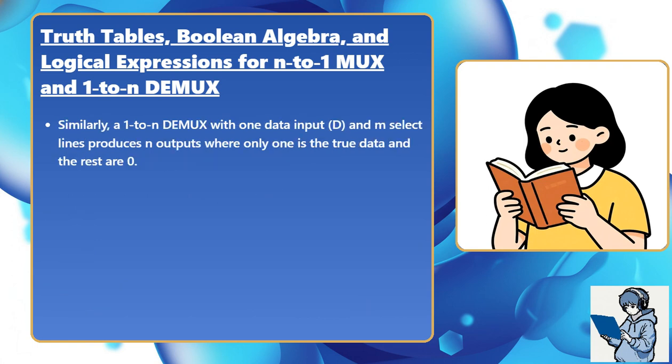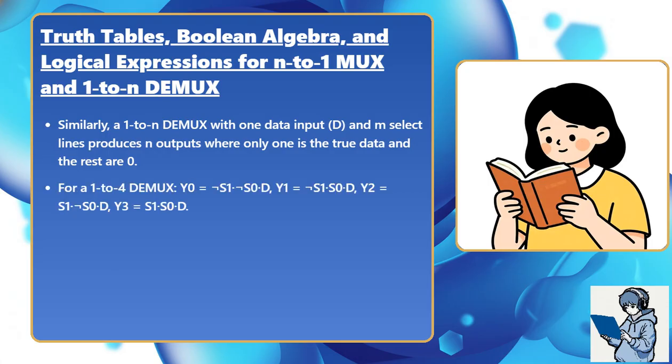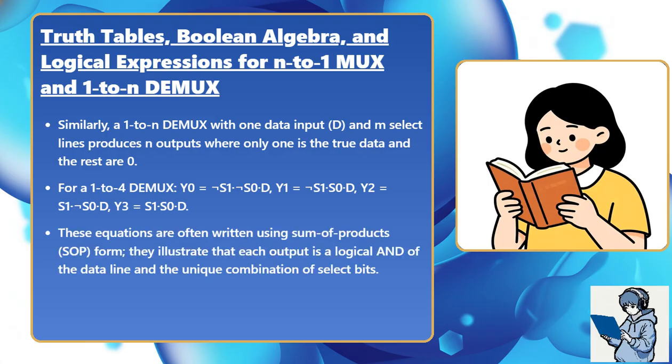Similarly, a 1-to-n demultiplexer with one data input D and m select lines produces n outputs where only one carries the data and the rest are 0. For a 1-to-4 demultiplexer, y0 equals not S1 and not S0 and D, y1 equals not S1 and S0 and D, y2 equals S1 and not S0 and D, y3 equals S1 and S0 and D. These equations are often written using sum of products form. They illustrate that each output is a logical AND of the data line and the unique combination of select bits.